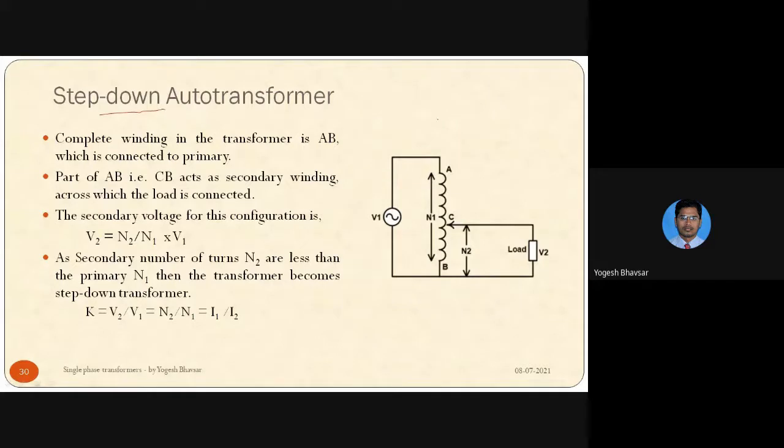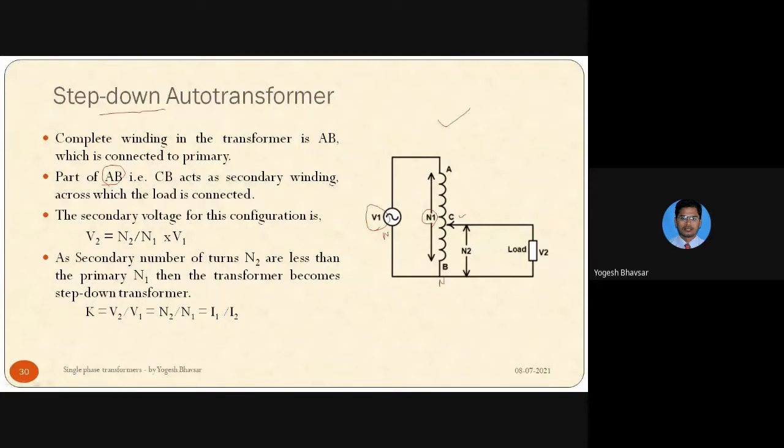So consider this auto transformer where the complete winding is AB, which is connected to the source voltage V1, having number of turns N1. Then the part of the winding AB is CB. See, C is a point where the rotary contact is touching, and B is the common neutral point, which is common to the primary as well as the secondary. That part of the winding is common.